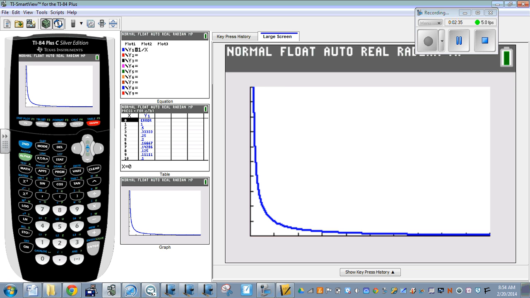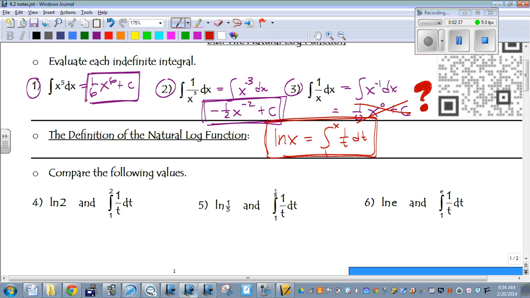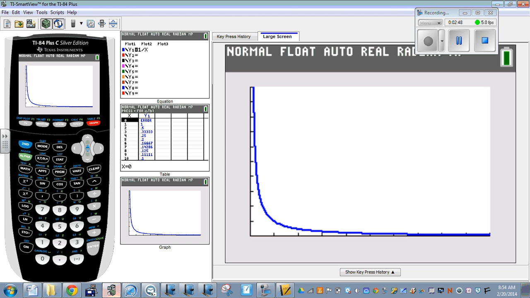And I forgot to say this is as long as x is greater than 0. Remember, we can't take a natural log of a negative number or natural log of 0. So basically, we're looking at the area under the curve. So our first example, number 4, on the paper, asks us to figure out what's the natural log of 2. Well, that would mean we're finding the area under the curve from 1 to 2. So this little piece of area is representative of natural log of 2.